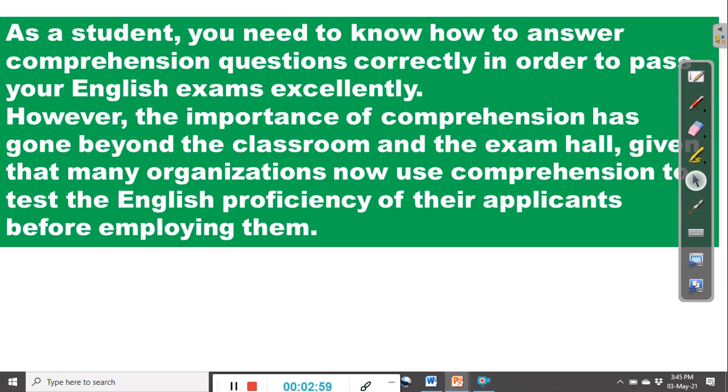Different organizations test people's ability to answer comprehension questions. If you are looking for a job, chances are you might be required to answer some comprehension questions. If you are traveling to a foreign country, like the UK or the US, and you are required to take any of these exams, of course, comprehension is always part of it. So that underscores the importance of learning how to answer comprehension questions.